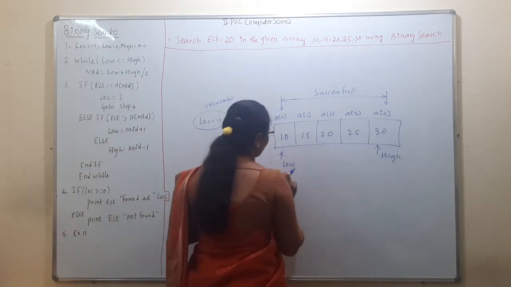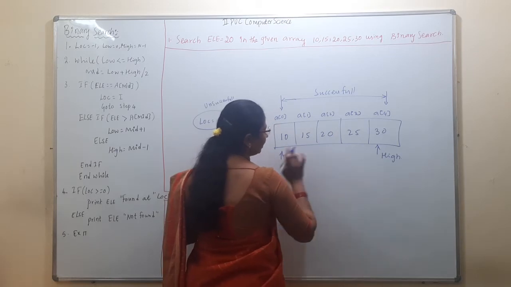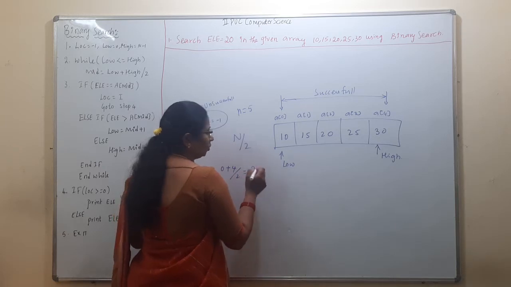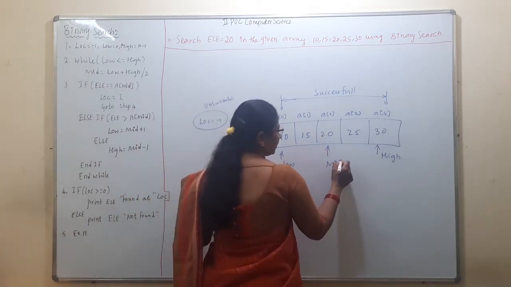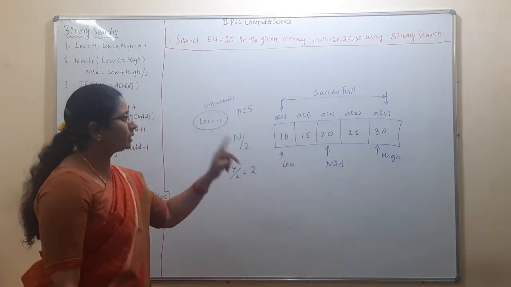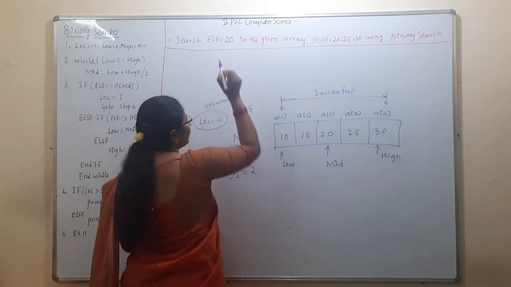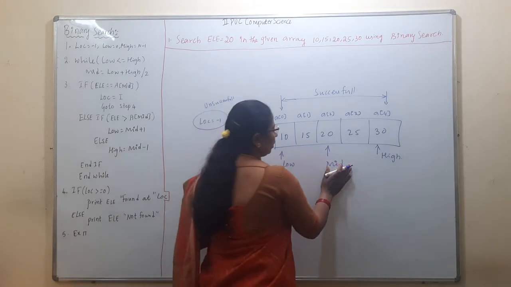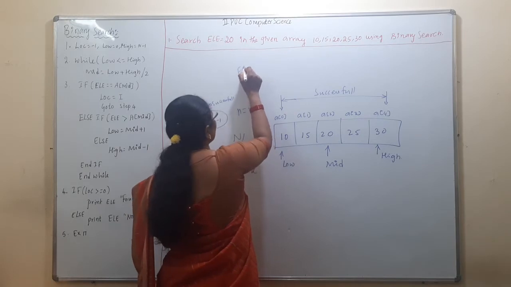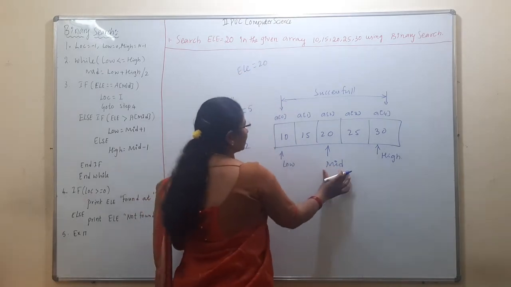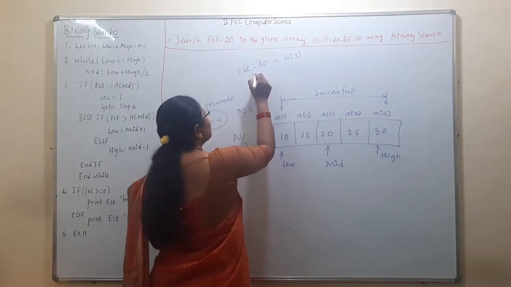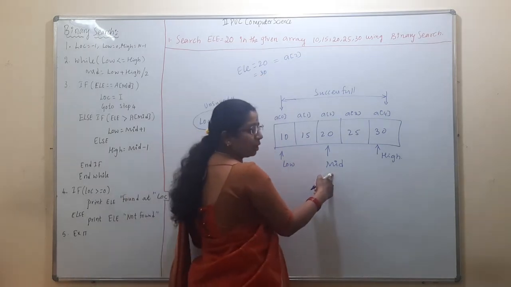Then first we check the low pointer and high pointer and divide the array into 2 parts. Low is 0, high is 4, divide by 2, then you will get 2. So set the midpoint, understand the concept. Then check whether the searching element is equal to the mid element. If it is equal, then the searching element is found. Suppose the element is 20, yes, the element is found at a of 2. Suppose my searching element is 30, is it a of 2?